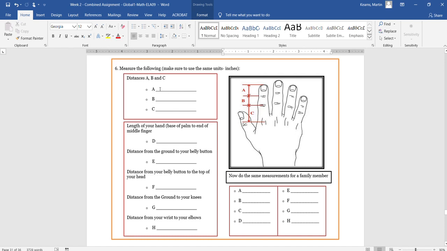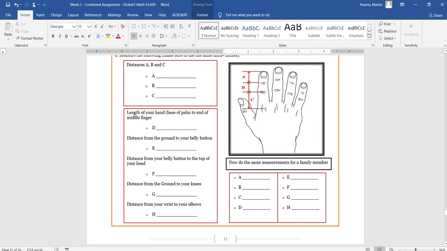So you're going to measure the length between your fingertip and your first knuckle and place it in A. Your first knuckle and your second knuckle, that length goes in B. And then your second knuckle and the knuckle of your fist, I should say, will be the measurement for C. Then you're going to measure the length of your hand, base of palm to the end of your middle finger, so here to here, place that there.